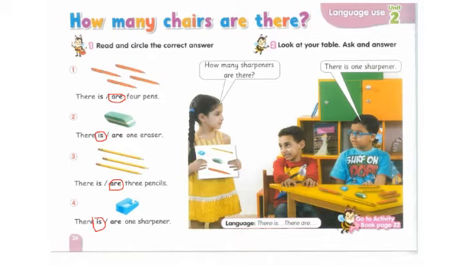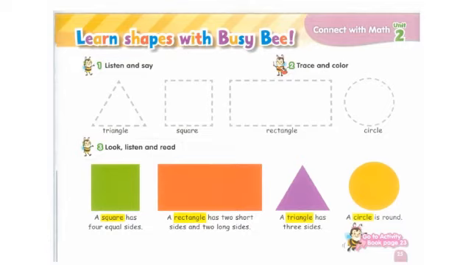Okay, next page. We're going to learn some shapes with busy bee, okay? Exercise 1 says, listen and say. Okay, what is this shape, KG1? This is a triangle, right? Triangle. What about this shape? This is square. Square. And this is a rectangle. Rectangle. And this is a circle. Circle. Exercise 2 says trace and color. It's really easy, right? So please trace in your books and then color the shapes.